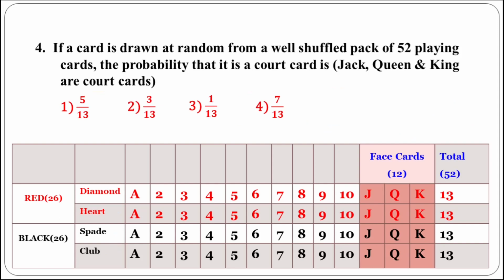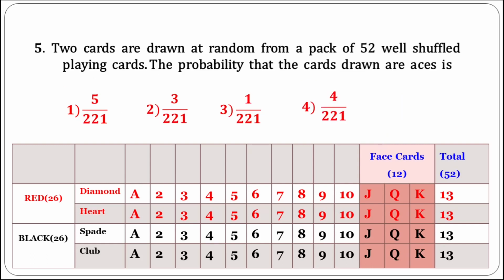Let's see the fourth question. If a card is drawn at random from a well shuffled pack of 52 playing cards, the probability that it is a court card is, see, you are drawing just one card. So whenever you are drawing one card, you need not use combinations. See, the probability that it is a court card. Court cards are nothing but face cards, as I told. How many face cards you have? 12. Total number of cards is 52. Now 4 3s are 12, 4 13s are 52. So what's the answer? 3 by 13. Which option? Option 2, 3 by 13.